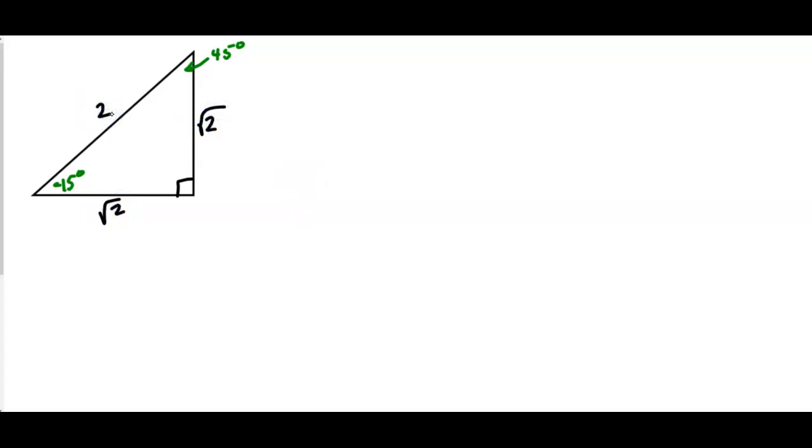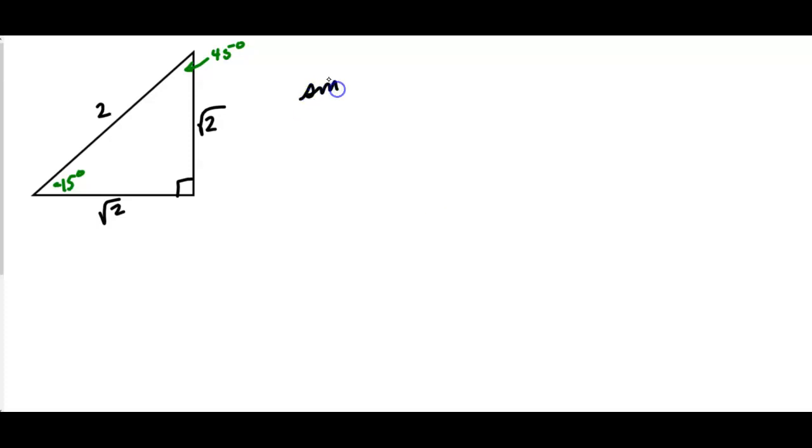Now, you can label it that way. If you have trouble, you could make it x and make whatever measurement you want for the hypotenuse, and then you could run the Pythagorean theorem on that one as well. But if I make it this way, it makes it convenient.